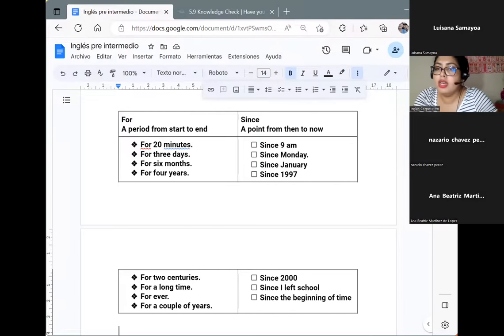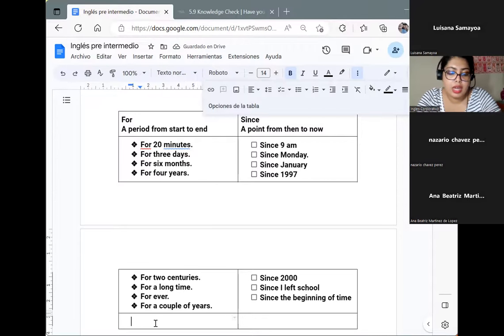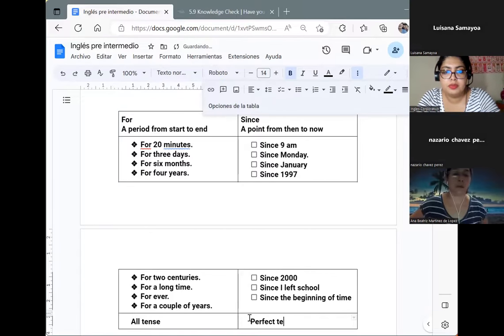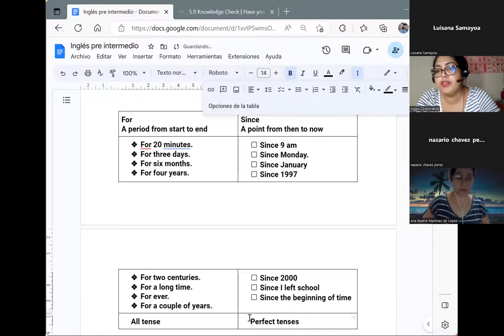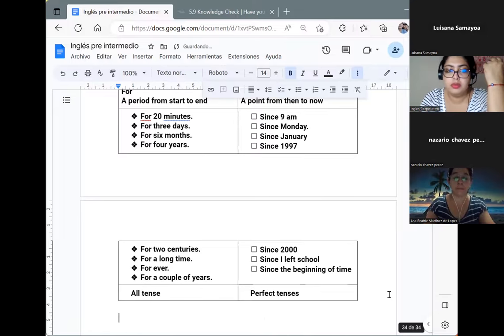And it says something very specific here. Let me see. In this case, for is used in all tenses. Este lo podemos utilizar con todos los tiempos. Y este es más que todo para perfect tenses. Para todos los pasados perfectos, presente perfecto. Todos los que lleven perfecto, ¿verdad? En sus tiempos. Todas esas estructuras, más que todo, vamos a utilizar el since. Pero el for sí es para todos los tiempos, ¿verdad?